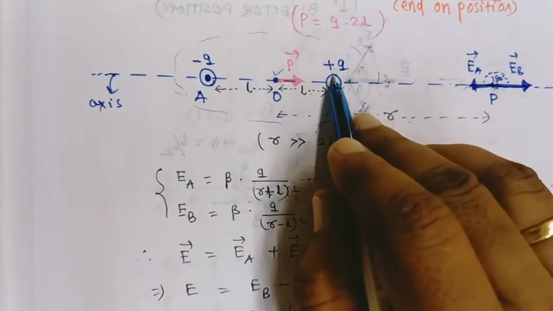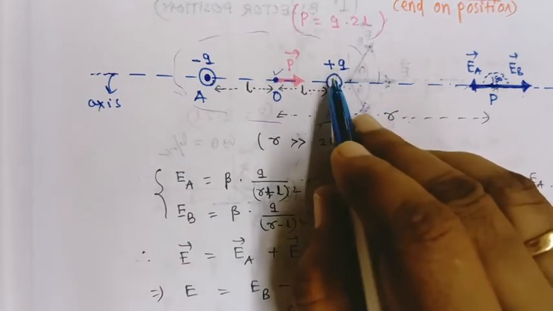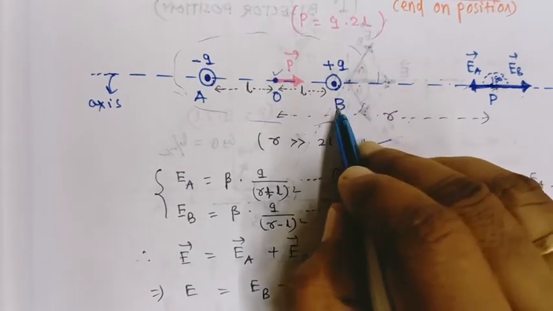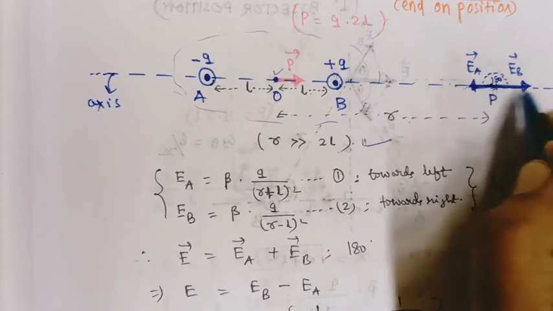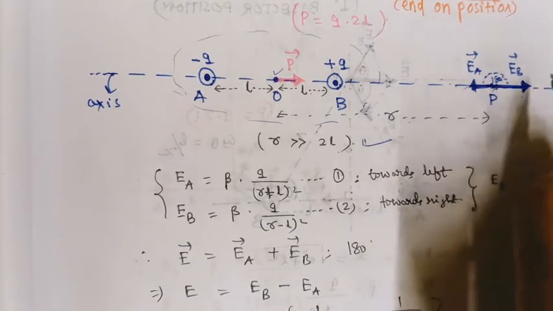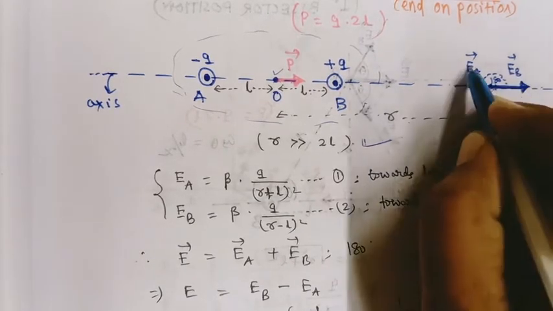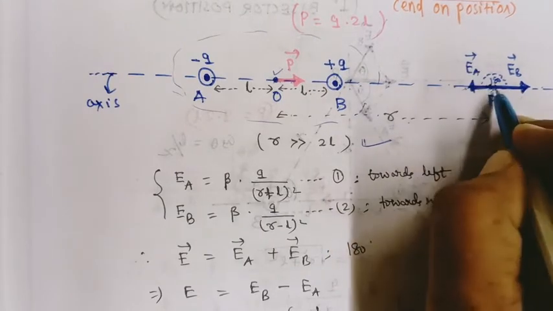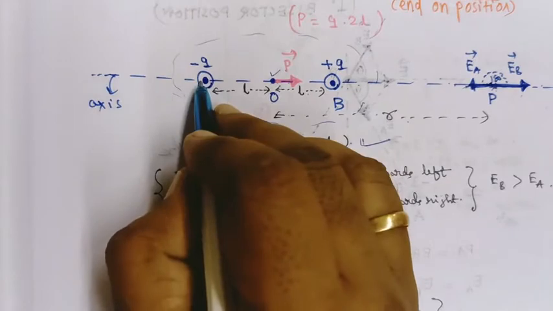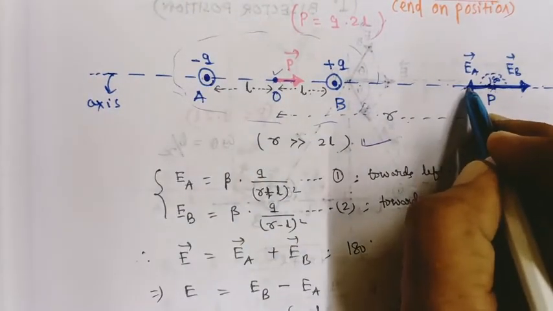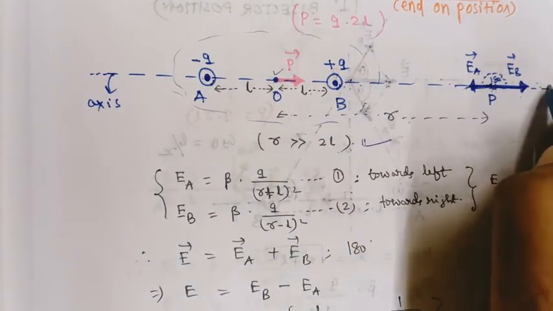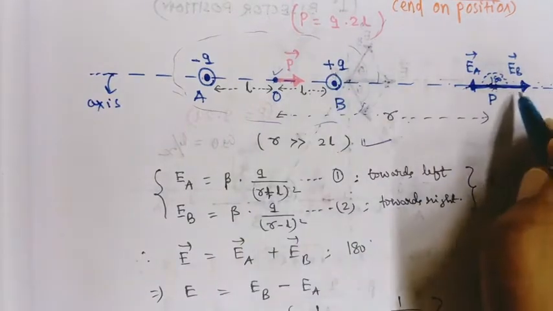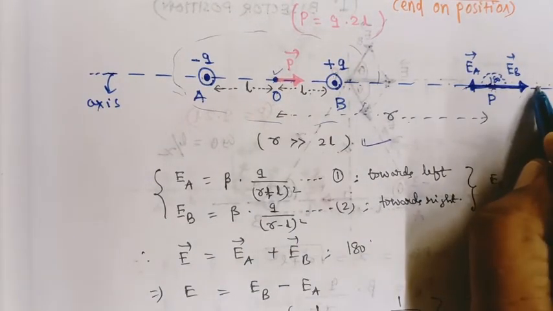Similarly, due to plus q, the source charge is positive. Intensity due to plus q, that means EB, is diverging, that means outwards. Now it is very clear why the EB vector is outwards and the EA vector is inwards. Again I am repeating, the EA vector is inwards due to the negative source charge, converging in nature. The EB vector is outwards due to the positive source charge, diverging in nature. In the previous class we have studied this.